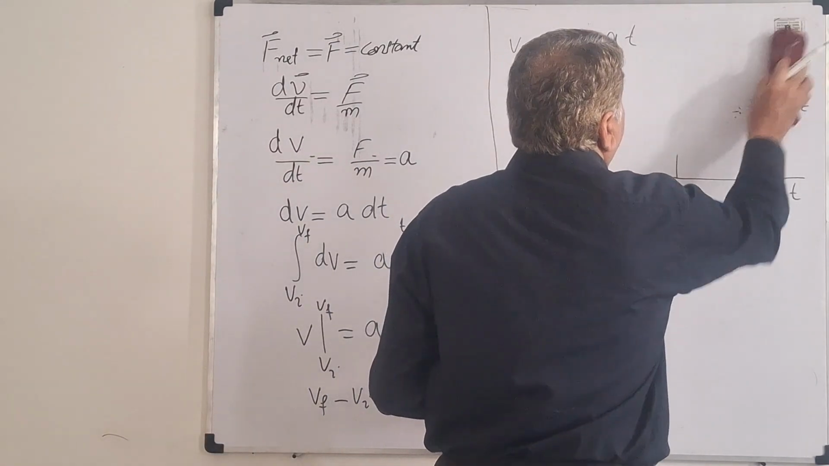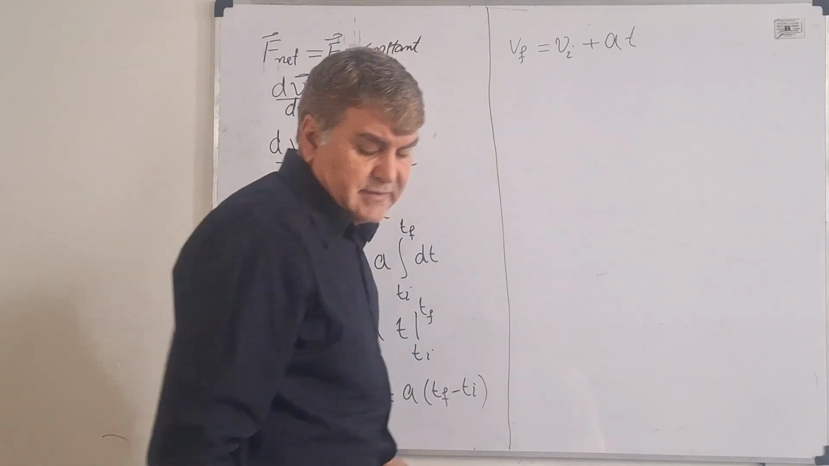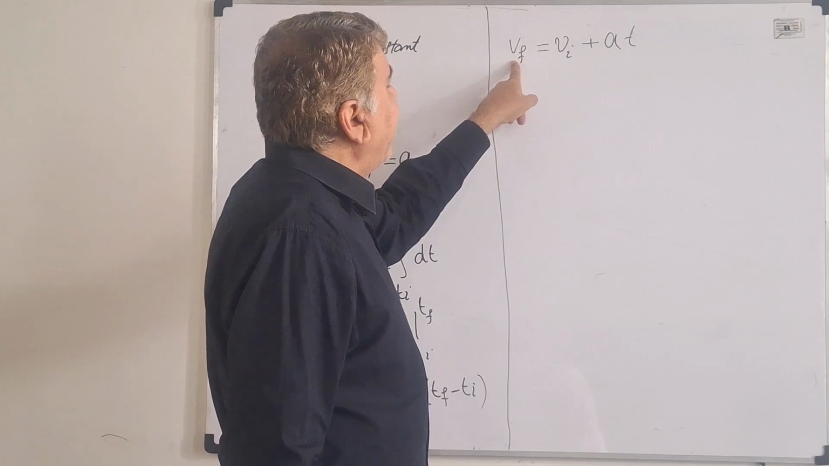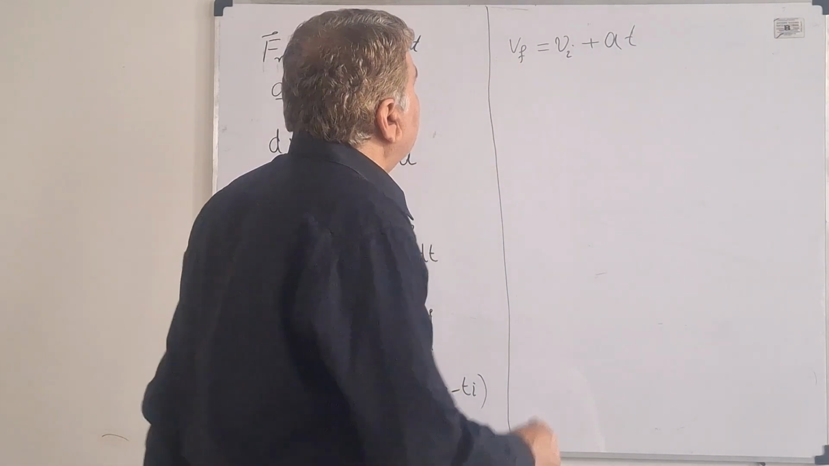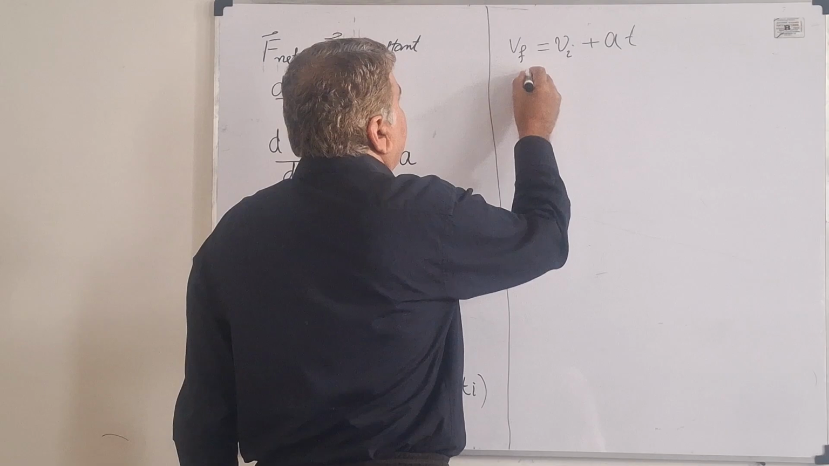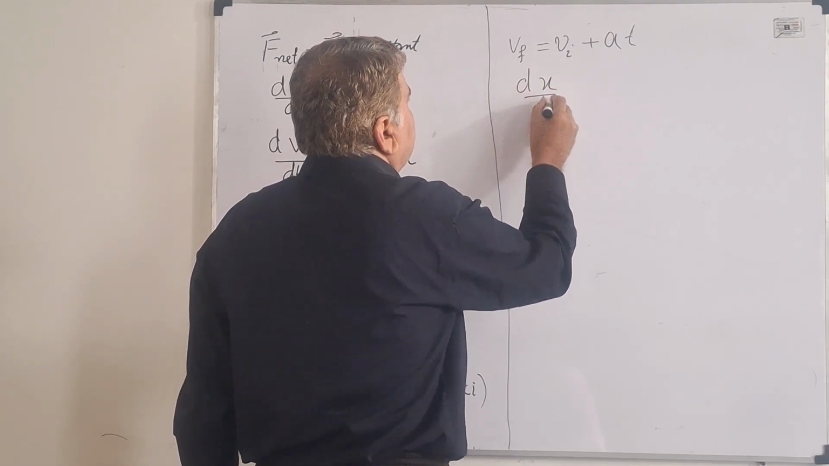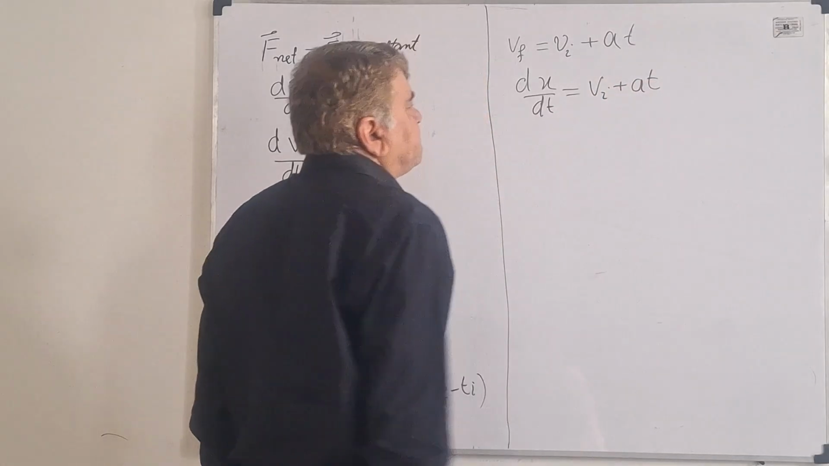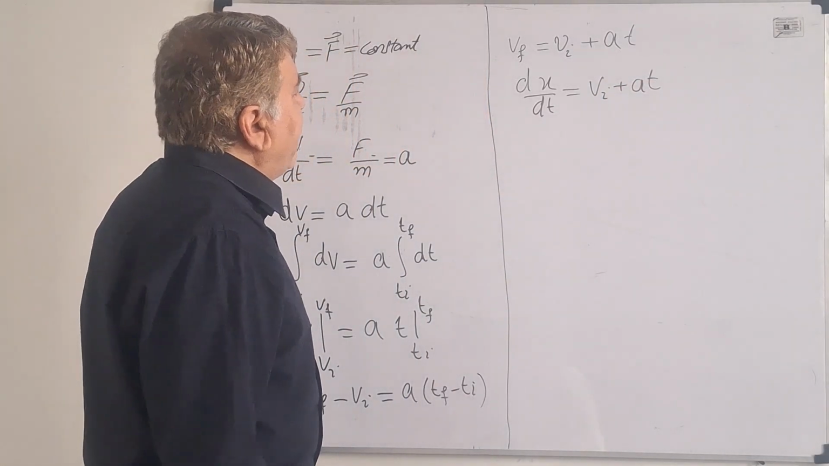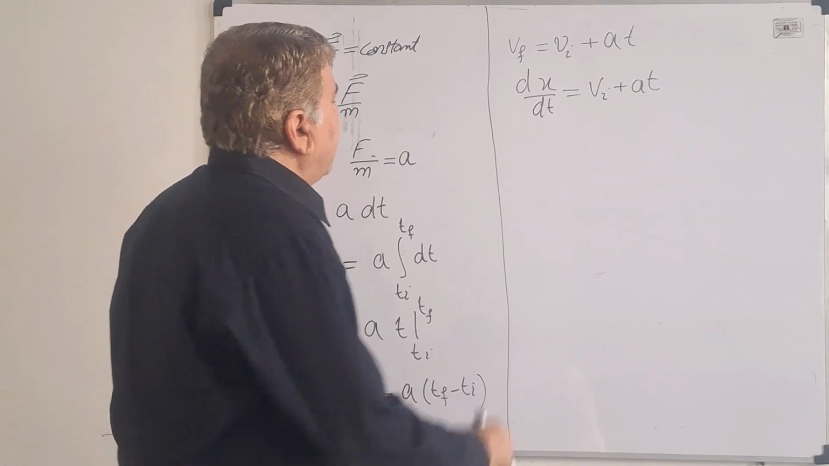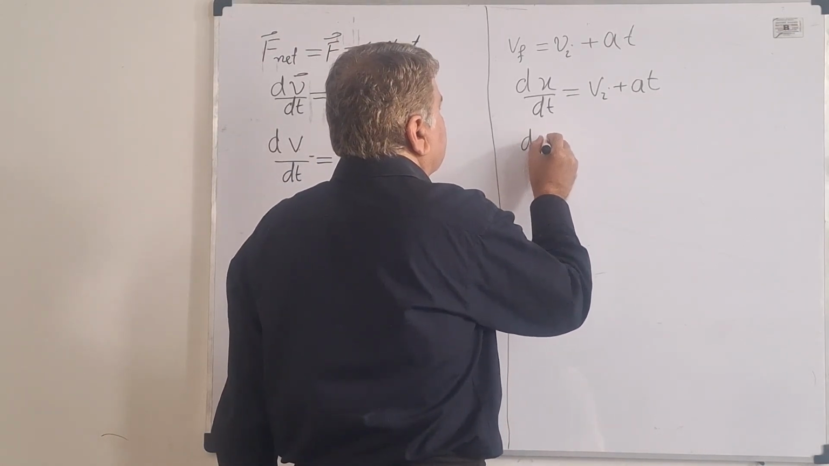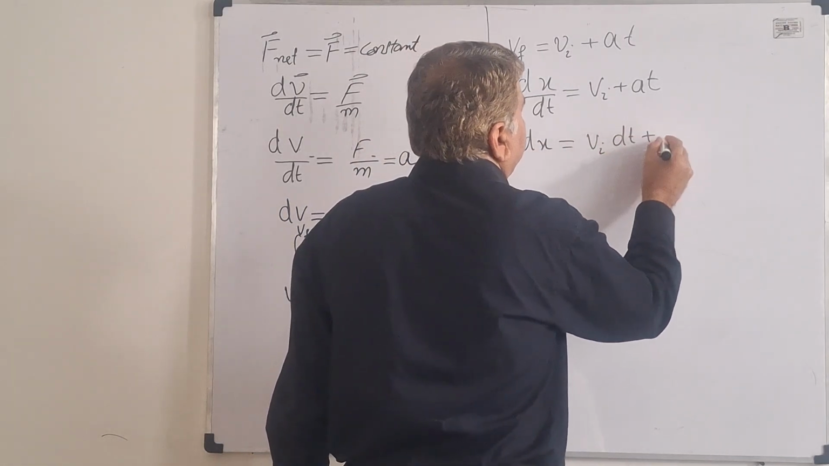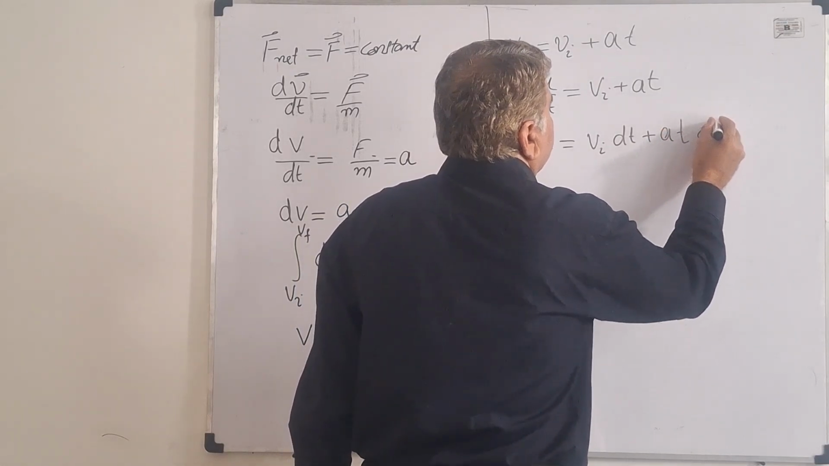since the final velocity is a function of time, I can express this velocity in terms of the derivative of position. I write dx over dt equals vi plus at. And again, if I multiply both sides with dt, I can write this in the form dx equals vi dt plus a times t dt.